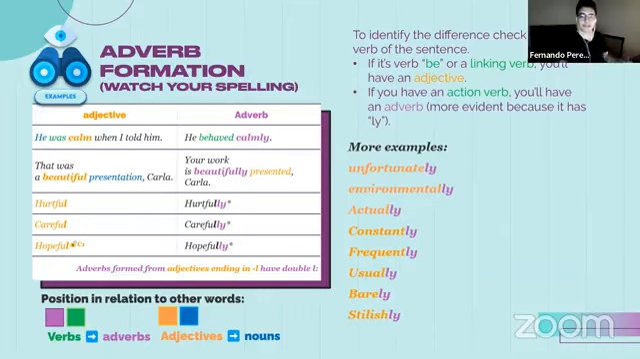There you have it. More examples. Unfortunate, unfortunately. Environmental, environmentally. Actual, actually. Let's try to use these words before a noun. Okay, let's access the entry for unfortunately. And let's see what we have, okay?